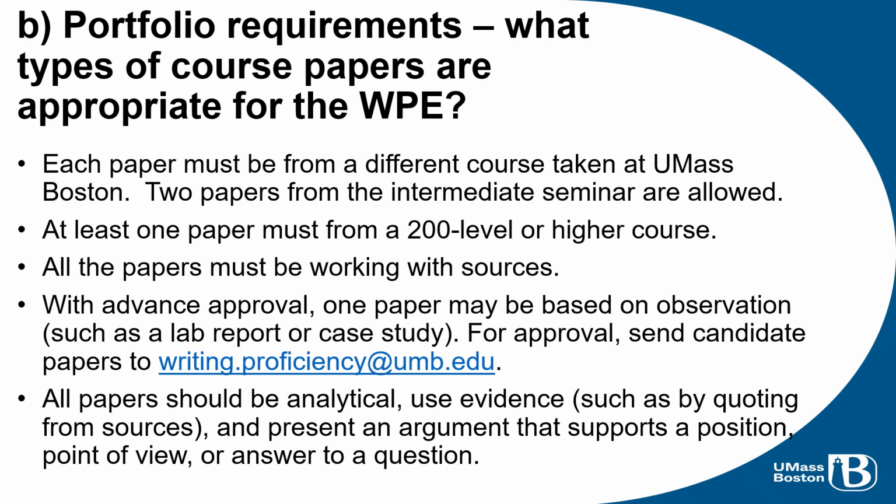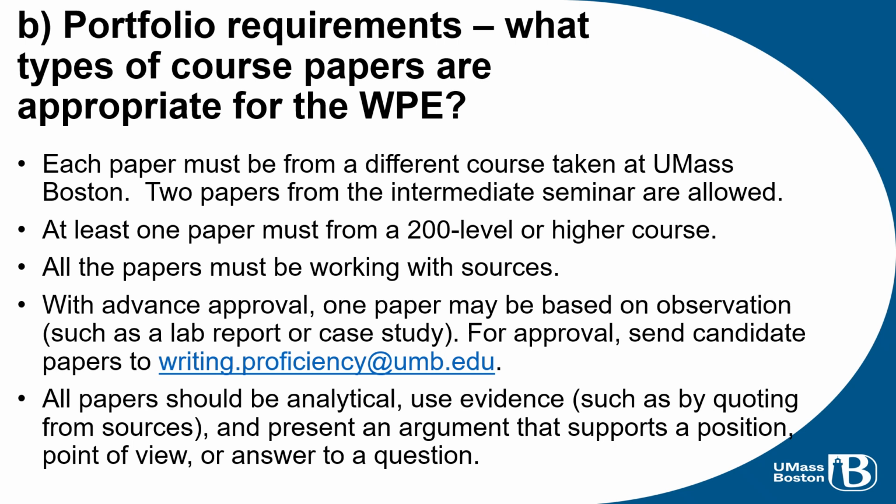2 papers can be from your intermediate seminar. That's pretty common if you did take the intermediate seminar. So that would be the 200 level course with the G at the end of the course number. At least 1 paper must be from a 200 level course or higher. The intermediate seminar is a great example of that. That is a 200 level course.